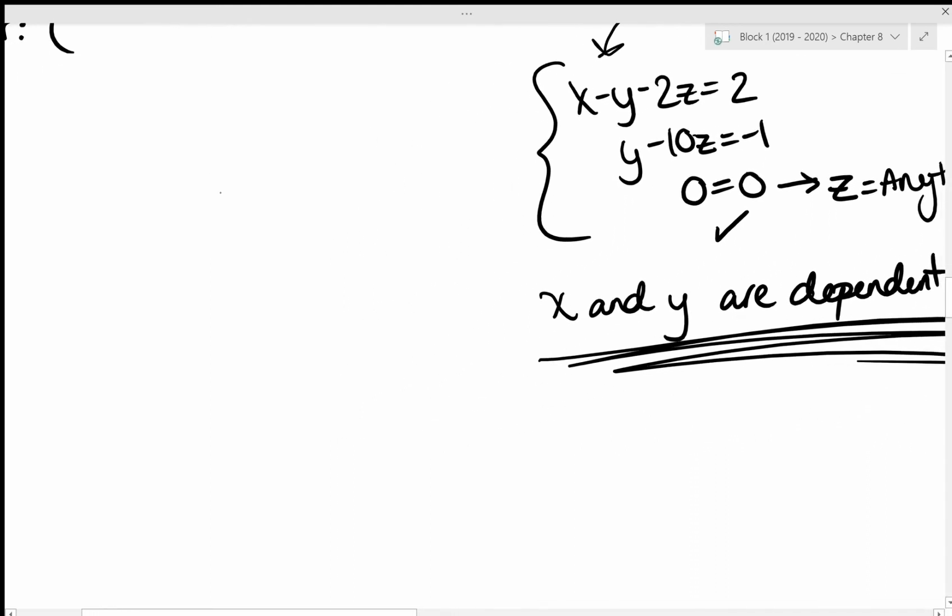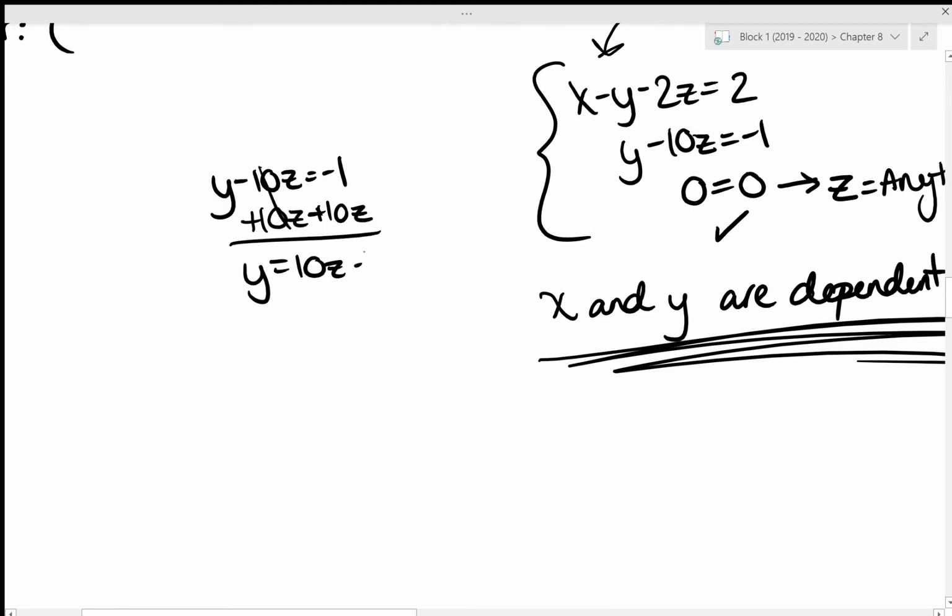So I'm going to take y minus 10z equals negative 1, and I'm going to isolate y. So I have to add 10z to get y by itself. And I get y equals 10z minus 1. So y is the same thing as 10z minus 1. Okay, and that's what we're going to put in our answer.